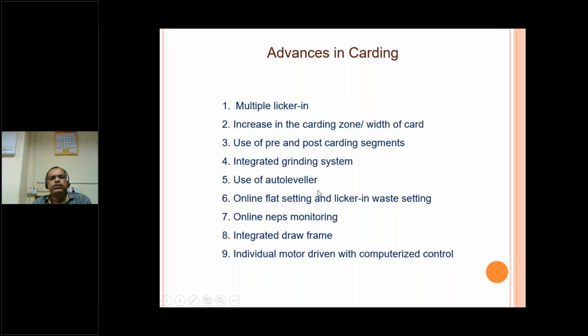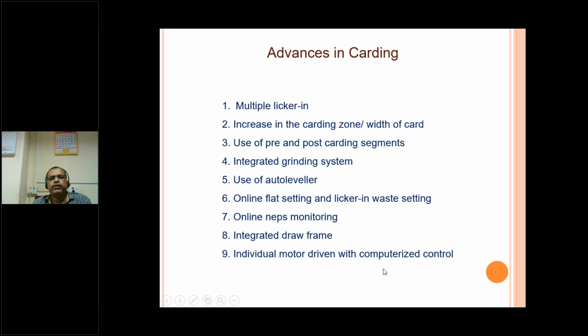Auto leveler which levels the sliver thickness. And online flat setting and Lickerin wet setting. Online nep monitoring. Neps can be monitored online, then we can also take action to rectify. And integrated draw frame. Draw frame is directly integrated to the carding, which is the next step of this carding.